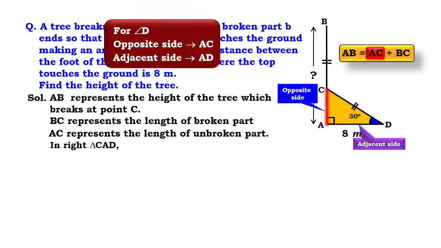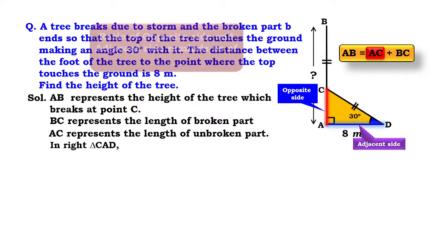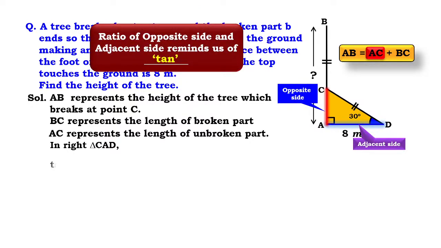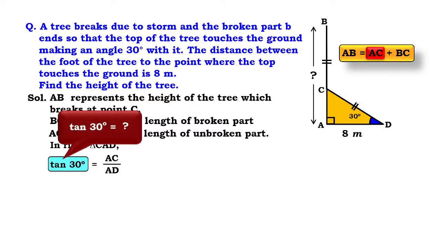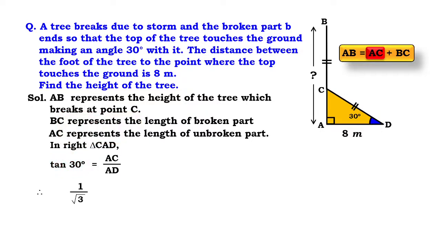So opposite is known, adjacent is known. What am I going to use? I am going to use tan. So what is the formula now? Tan 30 is equal to AC by AD. Okay, what is the value of tan 30? 1 by root 3. So 1 by root 3 is equal to AC divided by AD. What is the value we know here? AD we know. So can I write AC is equal to 8 by root 3.